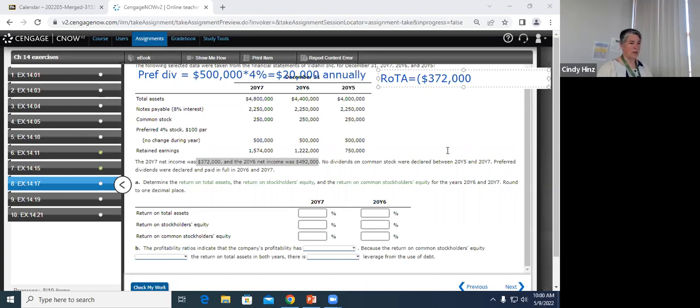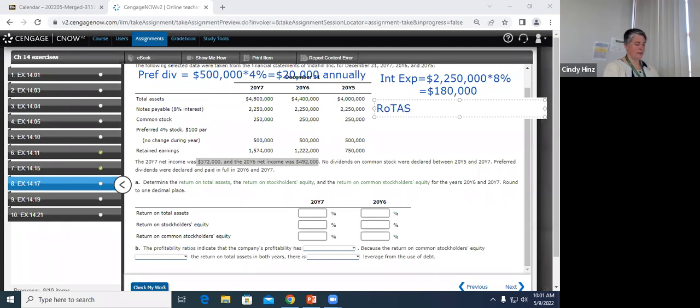Oh, I need to do another calculation. Sorry, I just realized they didn't actually give us the interest expense. We have to calculate that. So let's calculate the interest expense on those notes payable. What shows on our balance sheet is the face value or the principal amount that we borrowed, and it tells us that the interest rate is 8%. And so the annual interest would be $180,000.